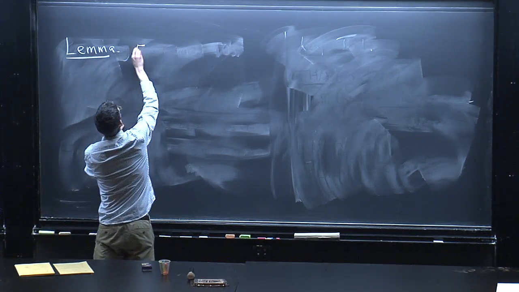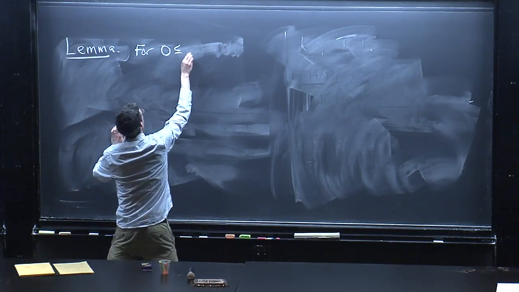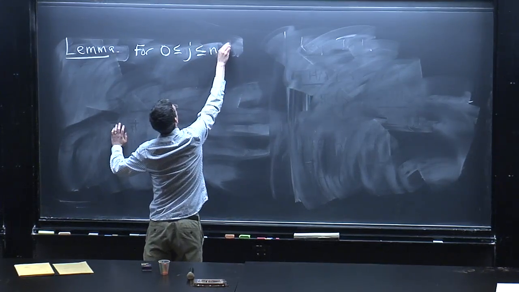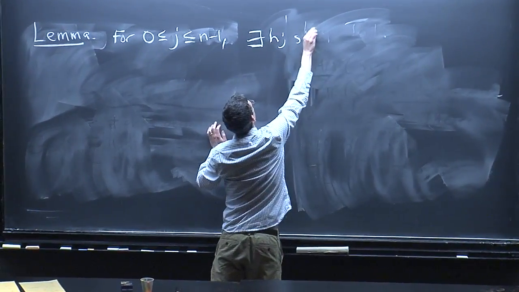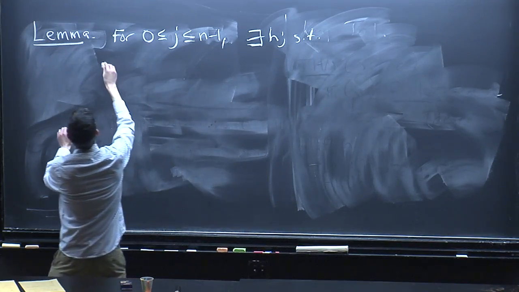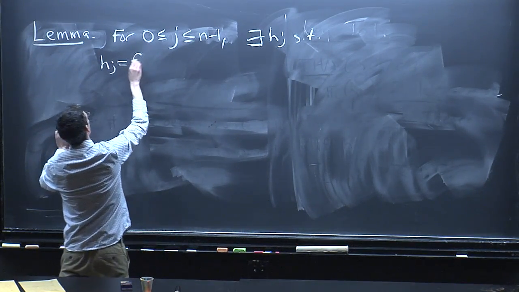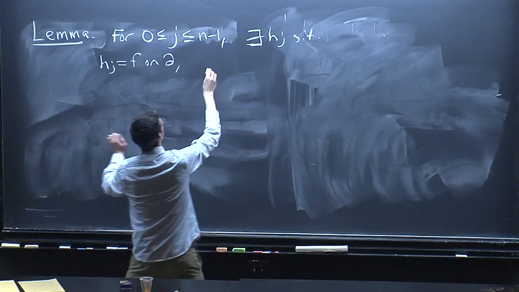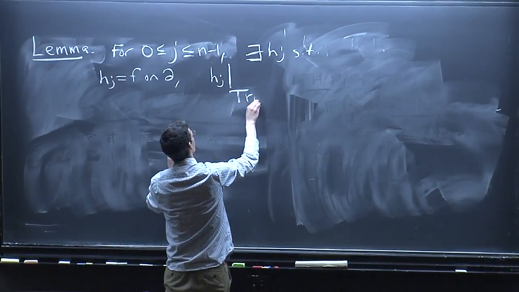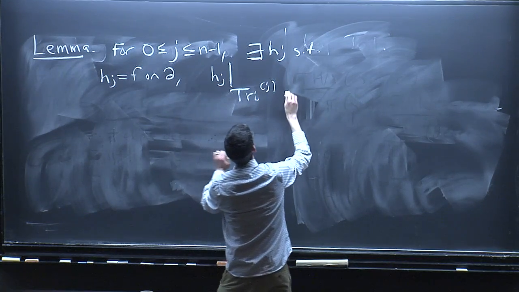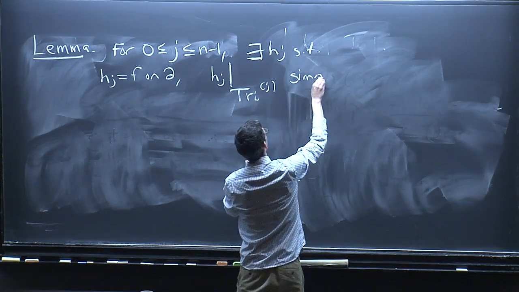Lemma: for j starting at 0 and going up to n minus 1, there exists some map h_j so that h_j agrees with f on the boundary. And if I take h_j and restrict it to the j skeleton of the triangulation, this is simplicial.